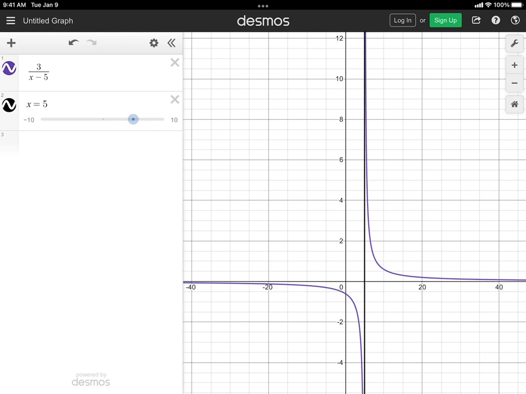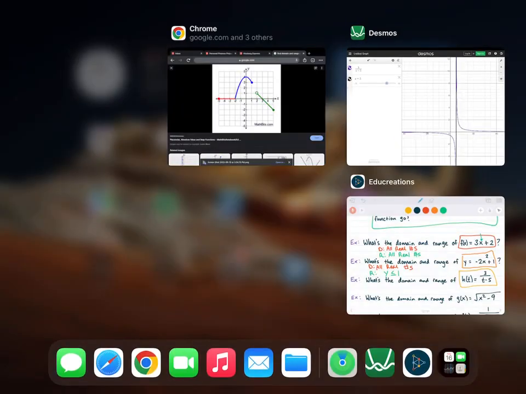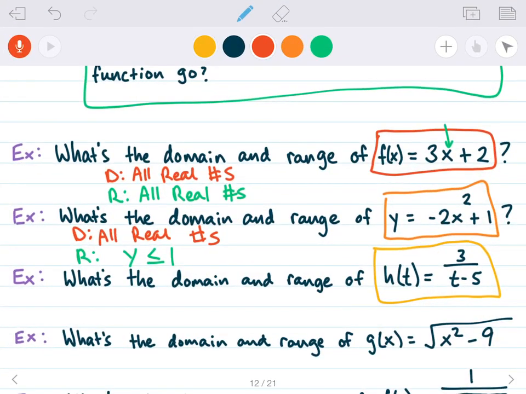So what is our domain? Our domain is going to be everything except x cannot equal 5. All right, so our domain is going to be all reals except we can't have x equaling 5.